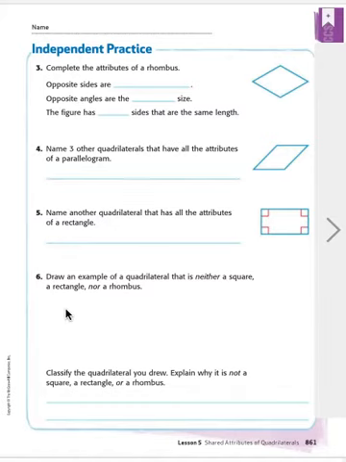Okay, now number 6, it says draw an example of a quadrilateral, any figure with 4 sides that is not a square, a rectangle, or a rhombus. What might you draw? You can go back to 859 to look. You know what? I'm going to go ahead and draw a parallelogram. Parallelogram here. Okay, and it says classify what you drew. So what classify means is just to name it. We'll write down parallelogram.